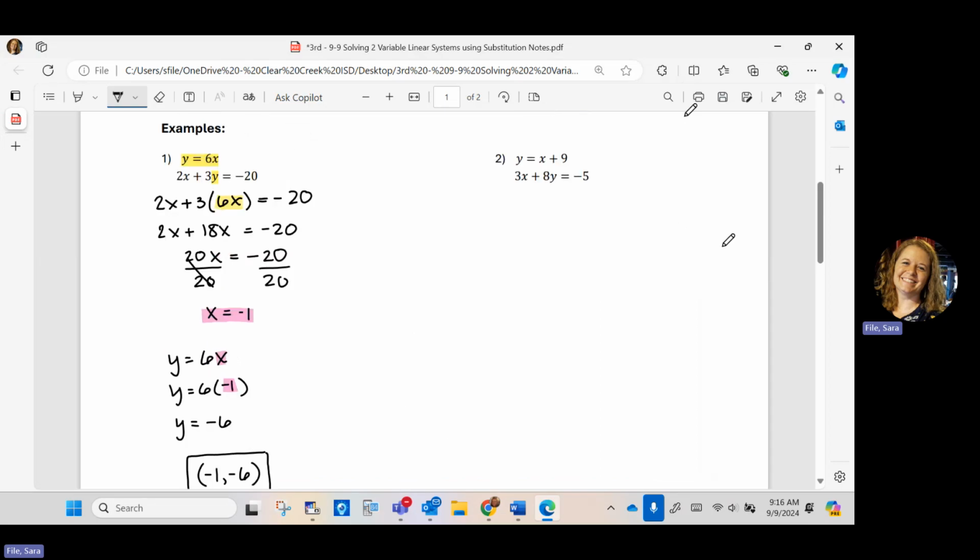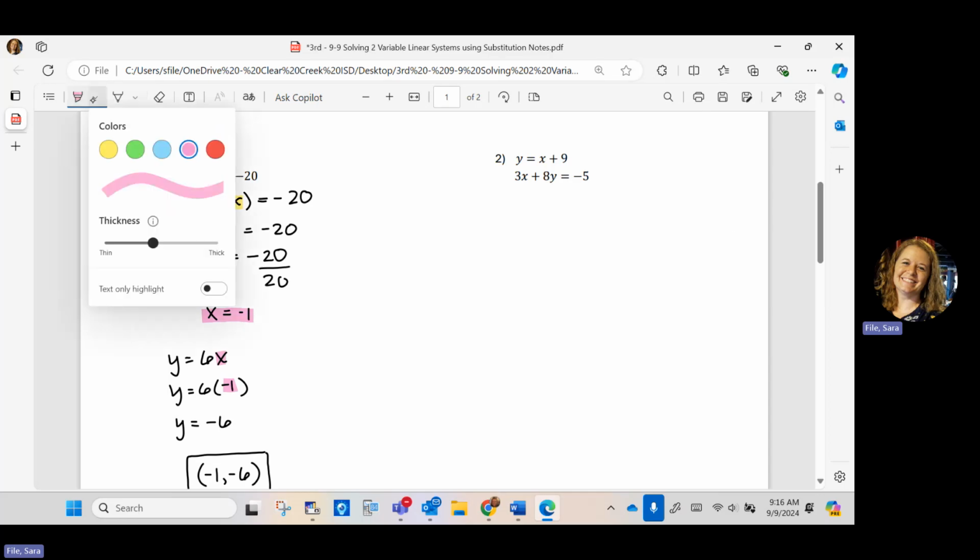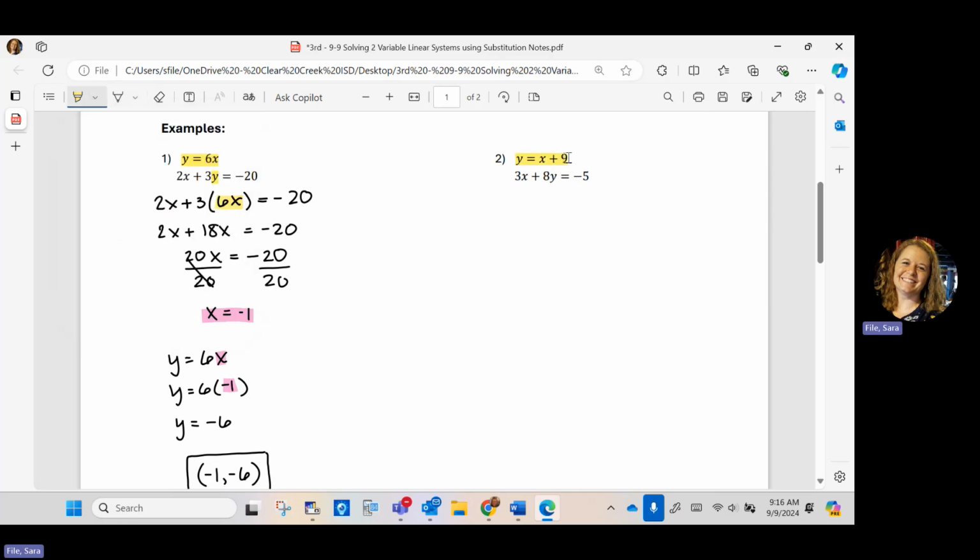All right, let's try another one. Let's go through that process again. I'm going to go a little bit faster this time. Now, again, one of the equations is already solved for one of the variables. So step 1 is done for me. So I'm ready to substitute that in the other equation. So when I go to substitute this, here's my substitution. That's what I replaced y with, because y is x plus 9, so I can substitute it.